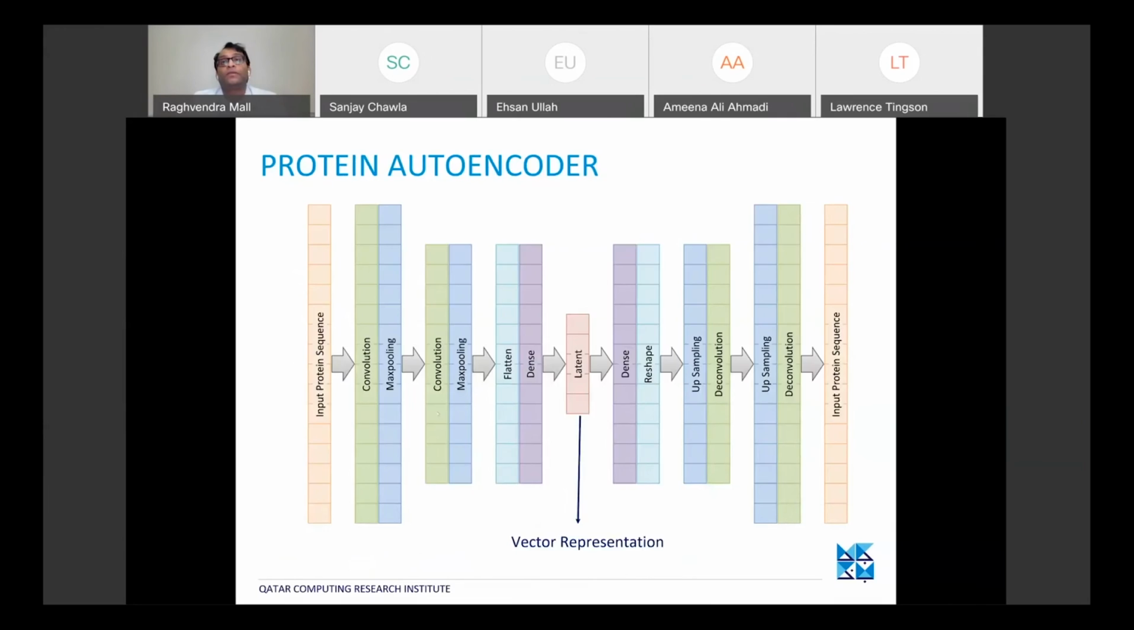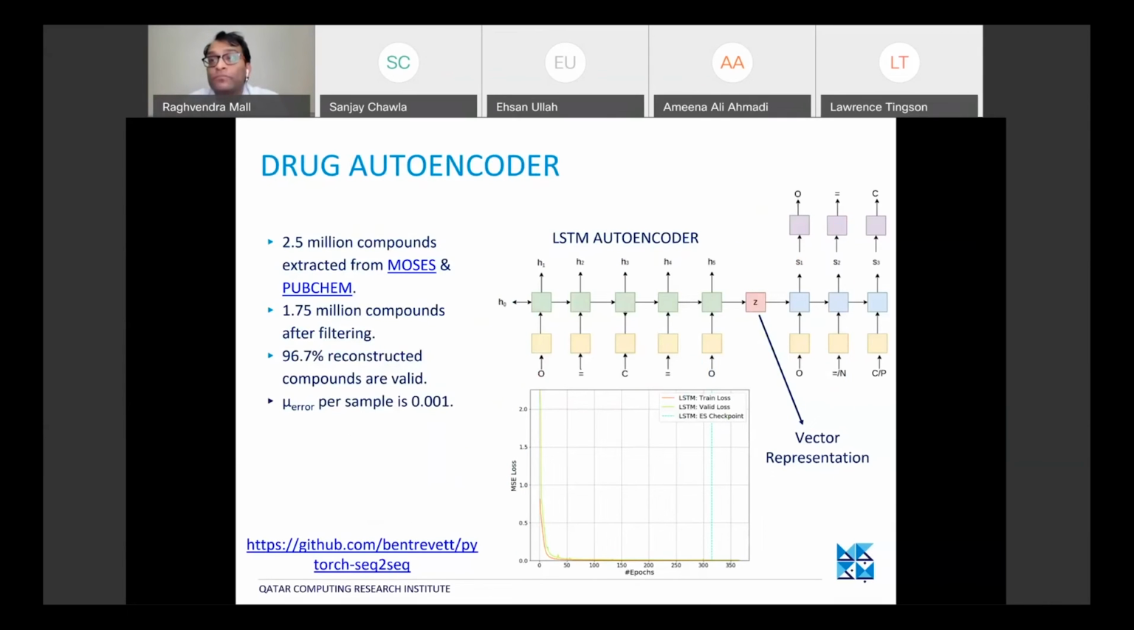So Raghvendra, if you have such a low reconstruction error, is there a danger that you're overfitting? Because in an autoencoder it is all about the bottleneck. How big is your latent space, in some sense? What is the explanation that your reconstruction error is so low?